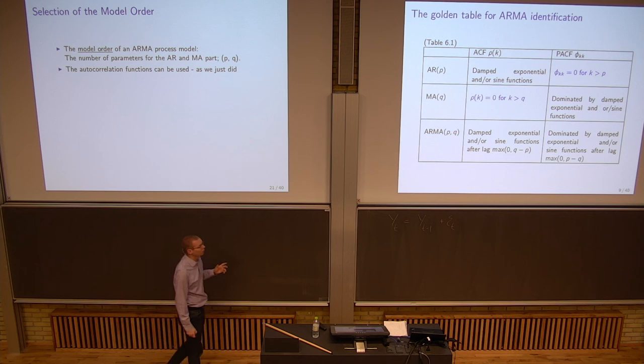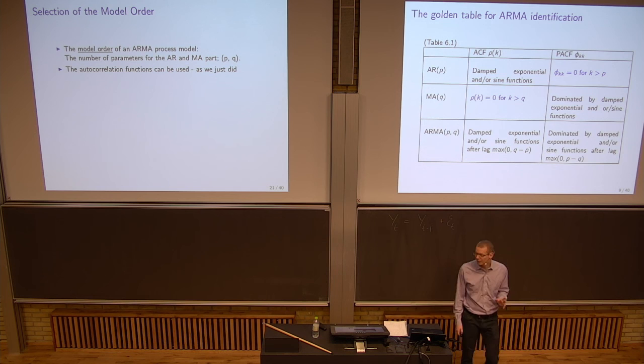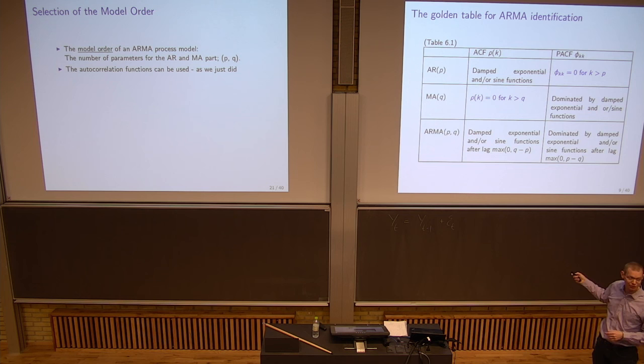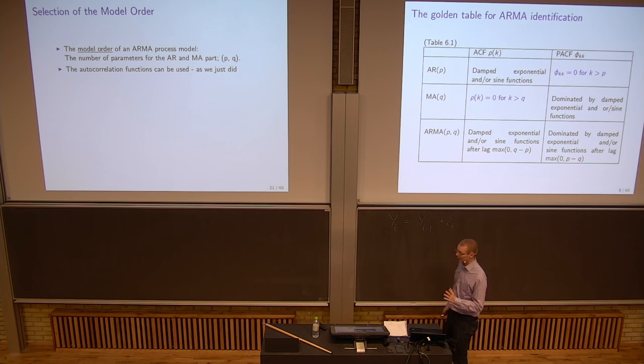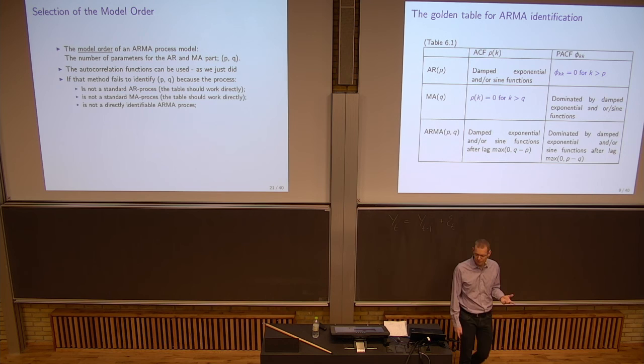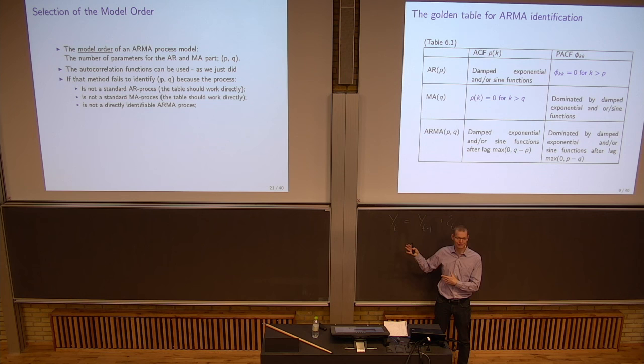So, selecting the model order. This is what we want to do at first. We want to use the autocorrelation function to help us pick the model order. If that fails, there are multiple reasons for that. Now, the examples I showed you earlier on are simulated examples, so you can say that's cheating. When you get to real-life data, things are not as nice, generally.